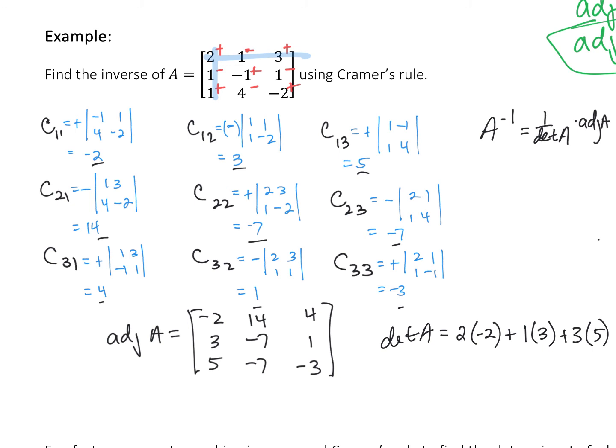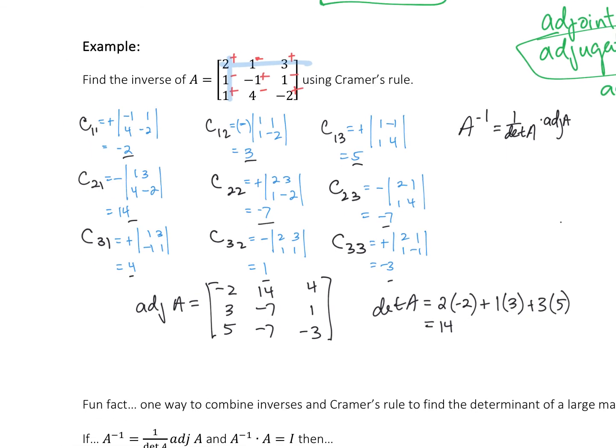And I have already baked into those cofactors the positive negative thing, so I don't have to worry about that anymore. So this is going to give me a beautiful determinant of 14. Yay! Right, so I have 15 plus 3 is 18, minus 4, 14.